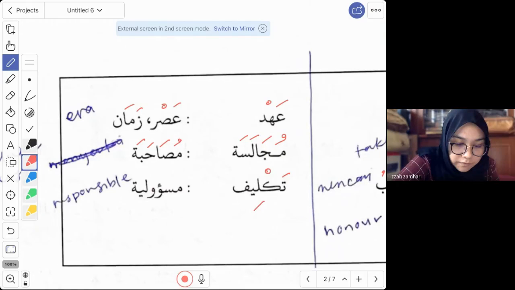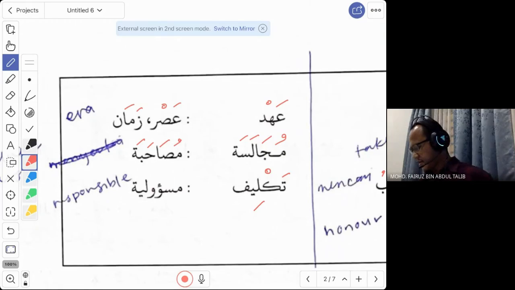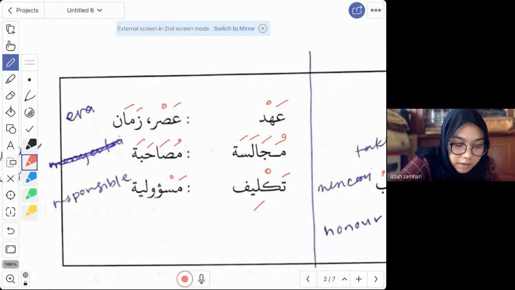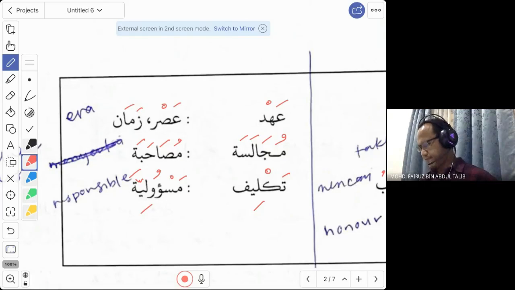Wa akhiran, taklif. Taklif. It's the same meaning as mas'uliyah. Mas'uliyah. Yes. So what is taklif or mas'uliyah? It means responsibility. Not responsible. Responsibility. If you want to say responsible, we use another word. Mas'ul. We say mas'ul. That is responsible.